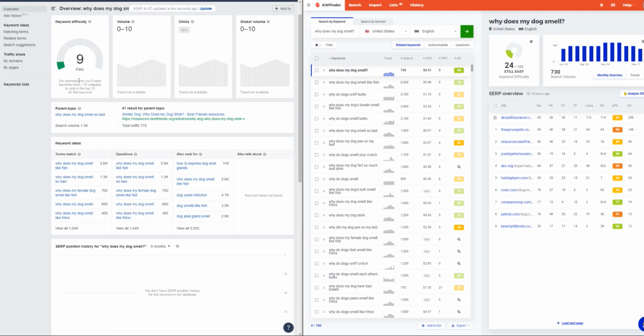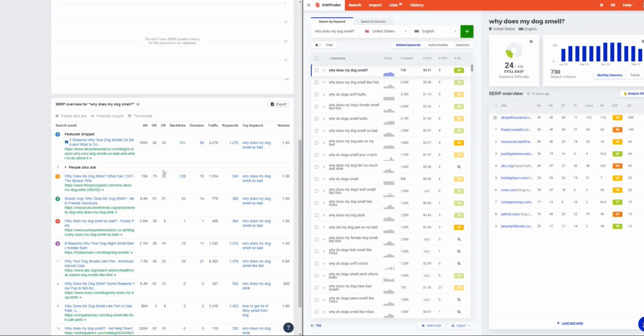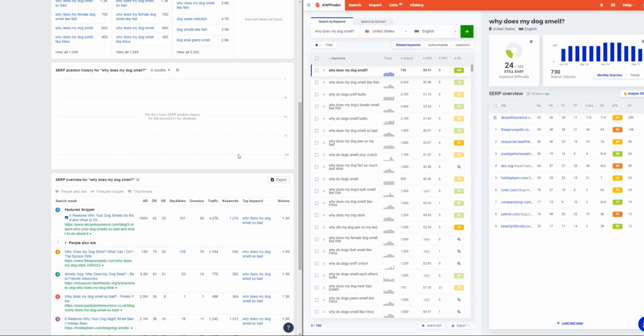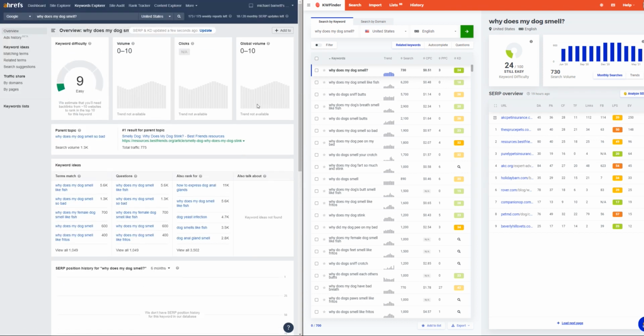If I see 9 and it says easy, I would expect to see more opportunity in the SERPs. Yes, there is some opportunity, but again, I would tend to go more with the KWFinder 24 here. That seems like a more accurate, realistic score for these results, in my opinion. Okay, so yeah, I think this is doing pretty well.